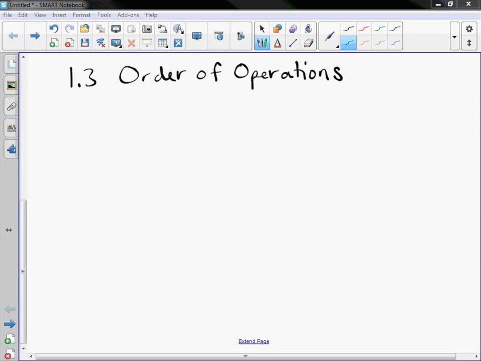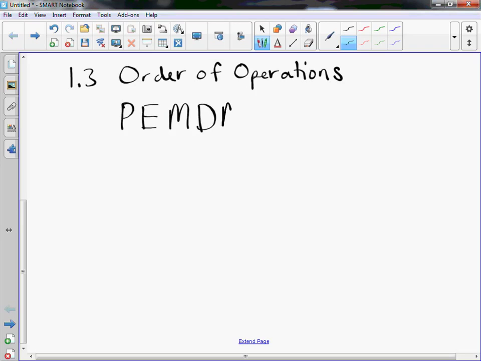1.3, order of operations. Okay, the book's a little bit different than the way I teach it. We use the acronym PEMDAS, or Please Excuse My Dear Aunt Sally. Each letter stands for a different type of mathematical operation or grouping symbol. The P stands for parentheses or grouping symbols.